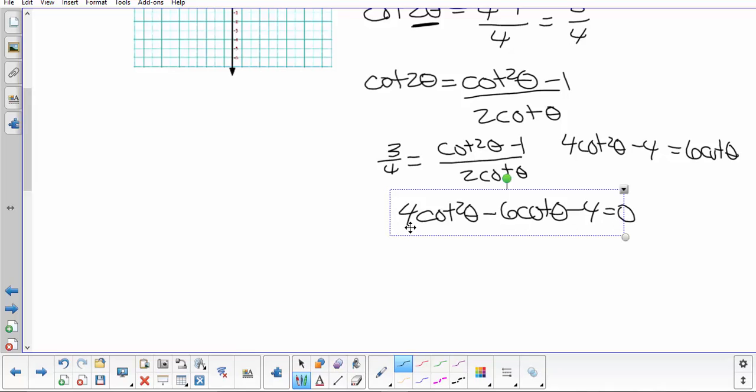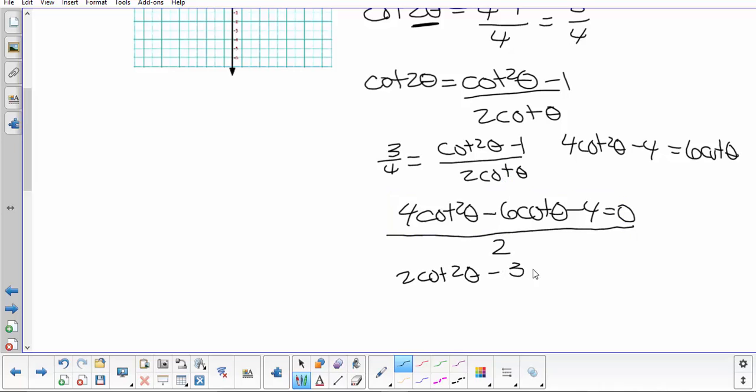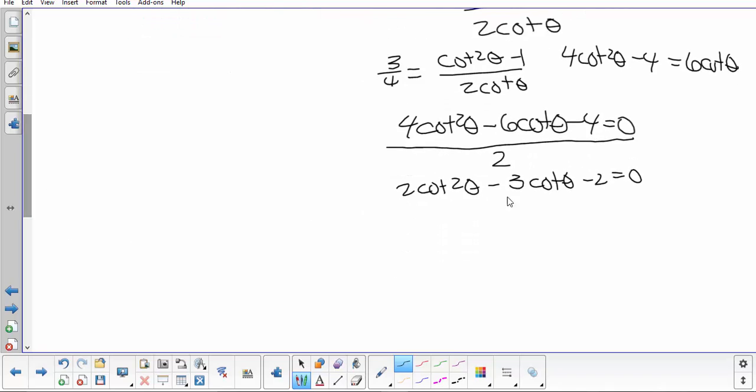Because all of our numbers, our coefficients and our constant, are even, we can divide everything by 2 to give us smaller numbers to work with. So we get 2 cotangent squared theta minus 3 cotangent theta minus 2 equals 0. We can either factor by guess and check or factor using the British method. Either way you factor, we get 2 cotangent of theta plus 1 times cotangent of theta minus 2.